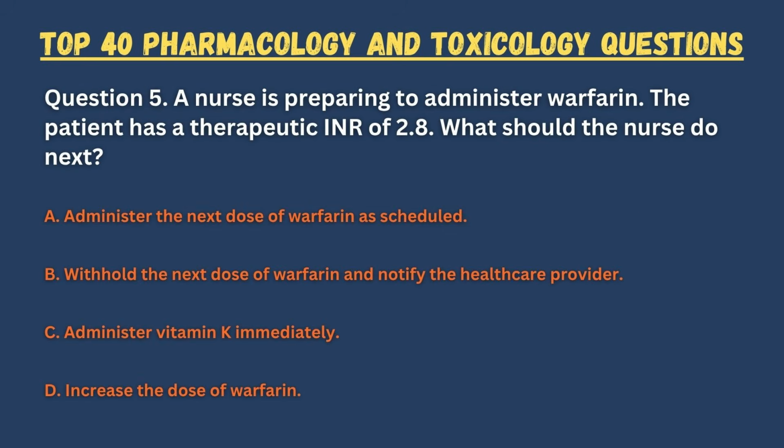Question 5. A nurse is preparing to administer warfarin. The patient has a therapeutic INR of 2.8. What should the nurse do next? A. Administer the next dose of warfarin as scheduled. B. Withhold the next dose of warfarin and notify the healthcare provider. C. Administer vitamin K immediately. D. Increase the dose of warfarin.